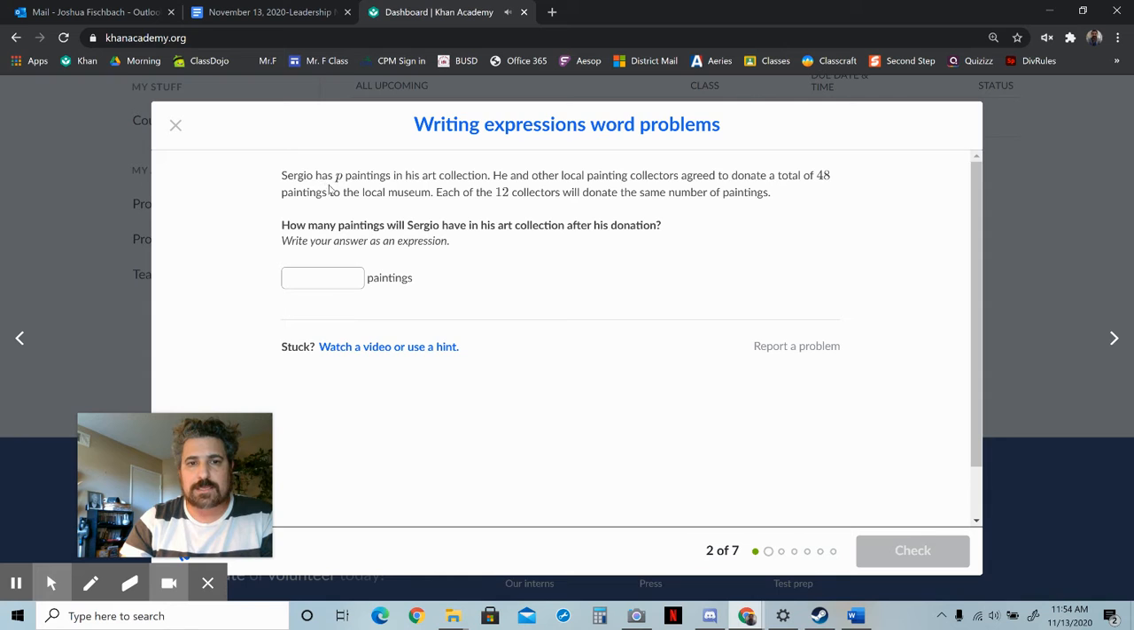Okay, Sergio has P paintings in his art collection. He and other local painting collectors agreed to donate a total of 48 paintings to the local museum. Each of the 12 collectors will donate the same number of paintings. How many paintings will Sergio have in his art collection after his donation? Write your answer as an expression, number of paintings.